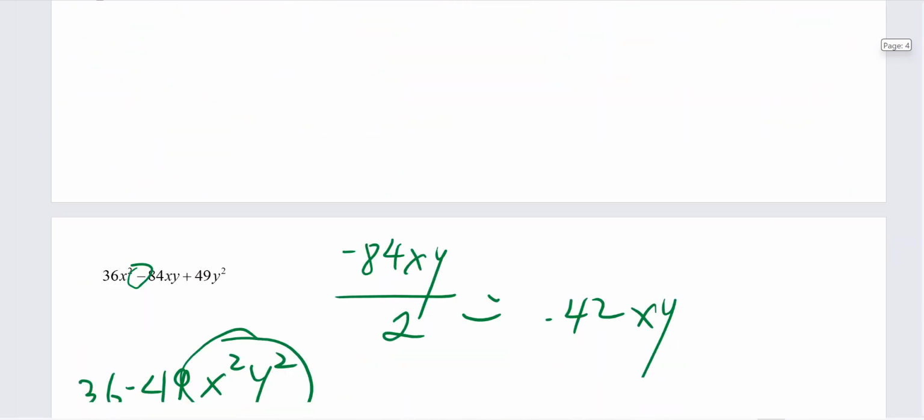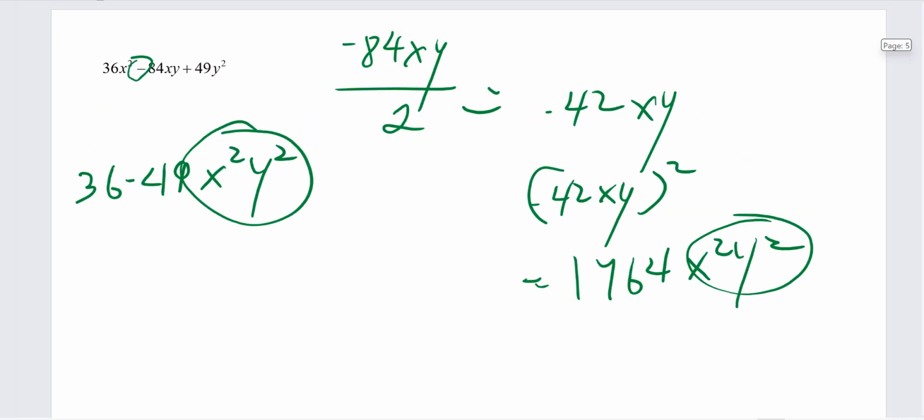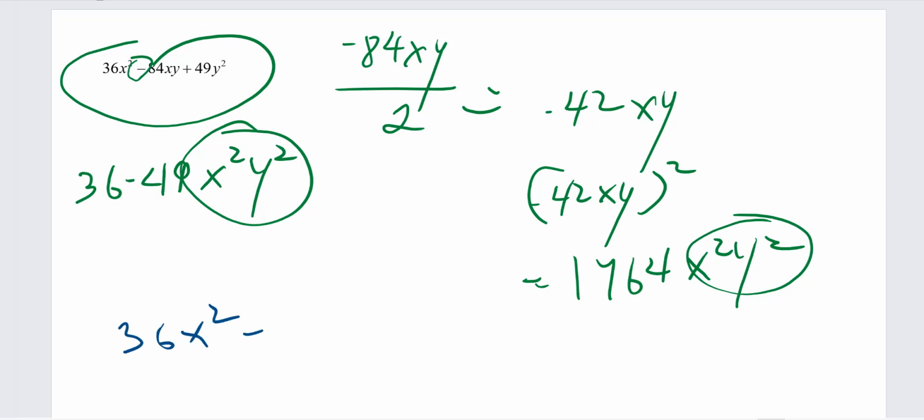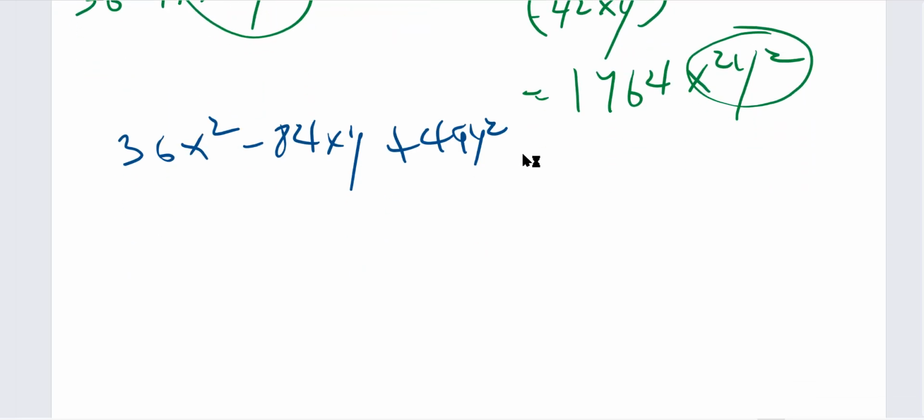So now we've got to figure out what A and B are. Let me just copy this thing down. We've got 36x squared minus 84xy plus 49y squared. The left side of our formula looks like a squared minus 2ab plus b squared.